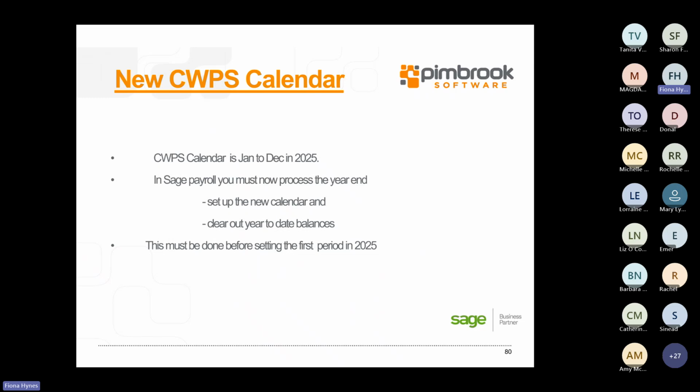If you're processing CWPS pension deductions for your employees in Sage Payroll, you must now run the CWPS year-end before you set the first period in 2025. So Stage 3, Step 5 on page 38 of the book will guide you through this, and it'll involve setting up a new calendar, clearing out year-to-date balances. Again, the timing of this is important as it must be done before setting the first period in 2025.